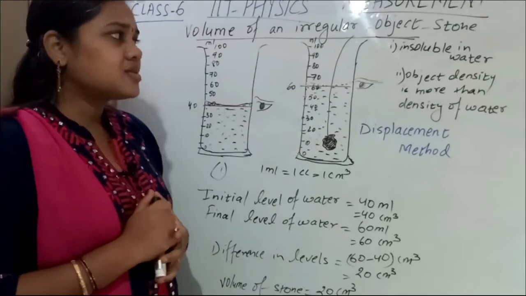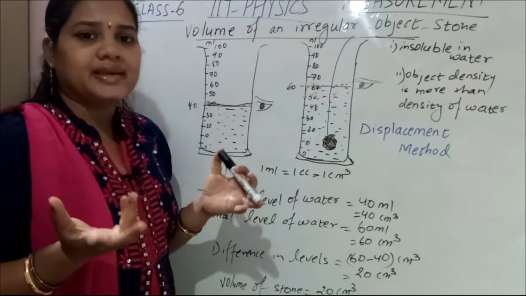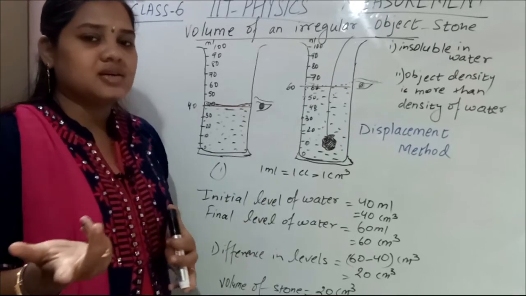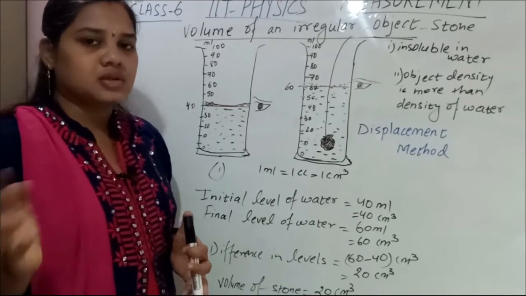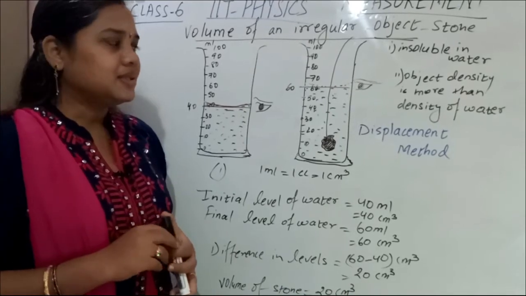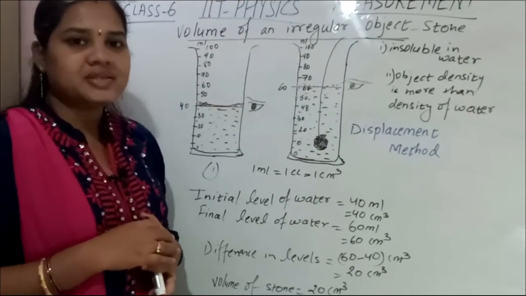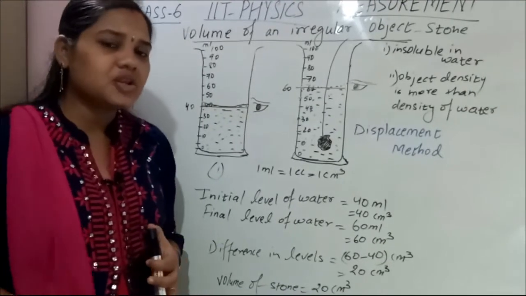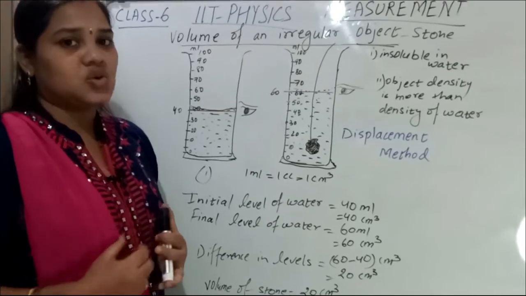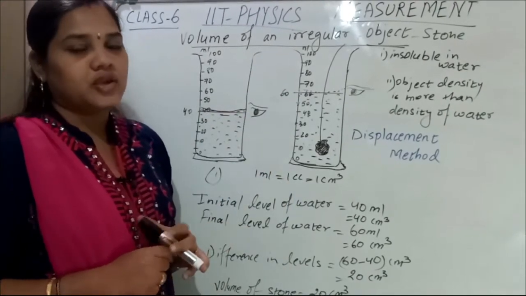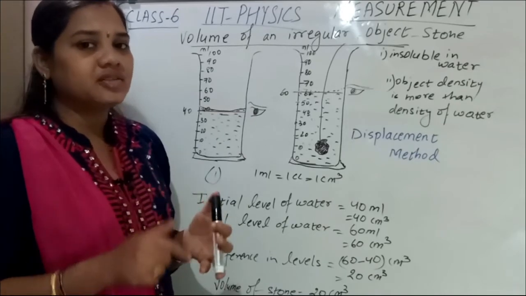Clear? Suppose you take any object which is soluble in water, like a sugar piece or salt piece. That time what will you do? When you put it in water, some will be mixed with water. Then how to find its volume? In that case, you have to use a liquid other than water.